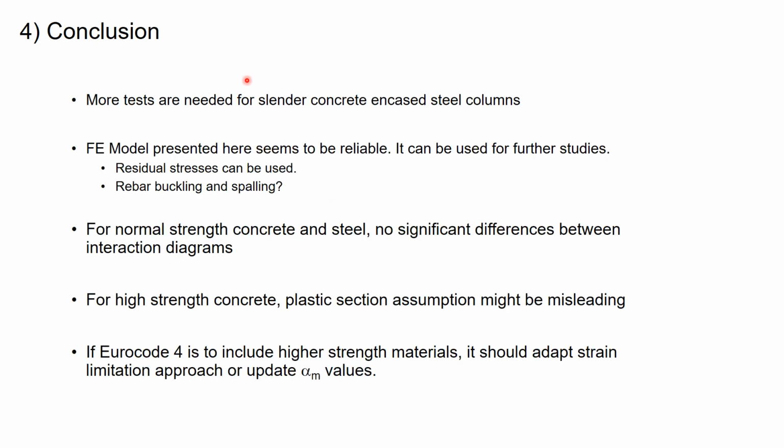And conclusion: of course, more tests are needed for slender concrete encased steel columns. The finite element model presented here seems to be reliable. It can be used for further studies, but possible updates for the model exist, namely residual stresses can be used, and rebar buckling and spalling might be modeled more advancedly. For normal strength concrete and steel, no significant differences between interaction diagrams. For high strength concrete, the plastic section assumption might be misleading. If Eurocode 4 is to include higher strength materials, it should adopt the strain limitation approach or update alpha m values.